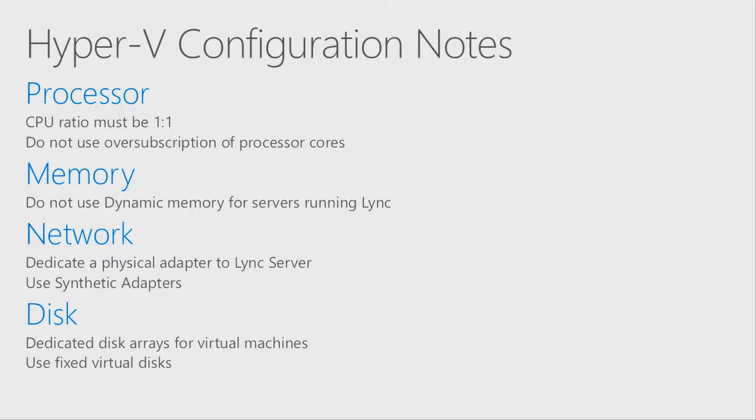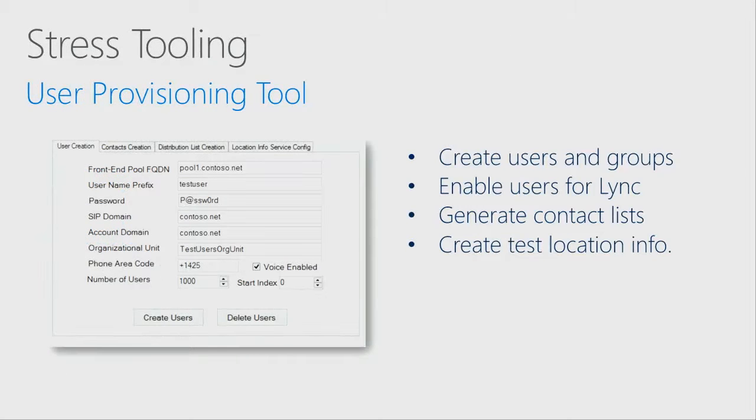There we go. So, getting into the actual tooling. The first tool you're going to want to look at is the user provisioning tool. This is how you create your users. It's how you enable them for Lync and provision them for the different options, the modalities that you want to attach to those users. It's going to generate your contact lists, which can be a very big driver depending on how many contacts you have in your environment. Again, you're going to need to look at things like CDR or your backend database to determine your average contacts per user.